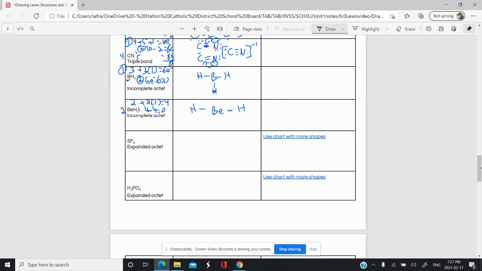So sulfur has 6 valence electrons, and fluorine has 7. So that's our total of 6 plus 7 for fluorine times 6 there. So it's 42 plus 6, 48 electrons to place. And so our central atom is going to be sulfur. It's less electronegative, but there's also only 1 of it, so that works as well. And we're going to place our fluorines around sulfur. There's 6 fluorines to place.